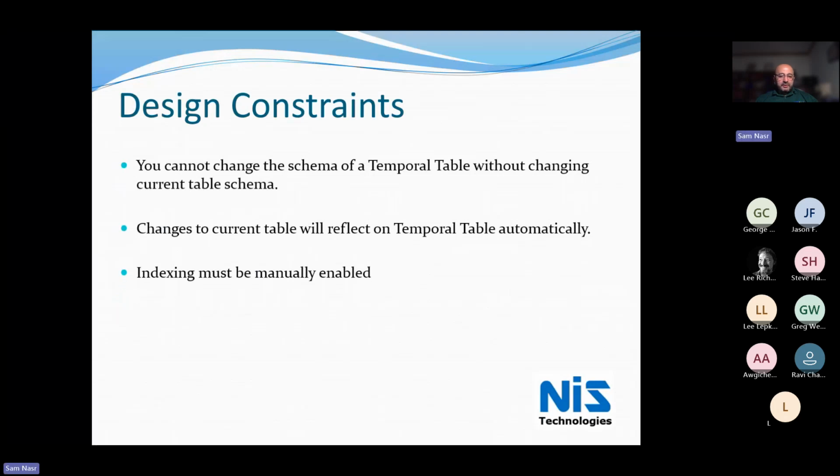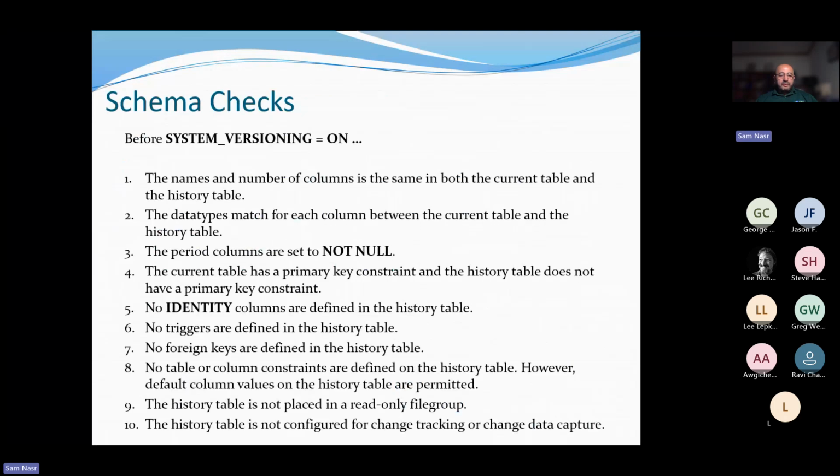Indexing must be manually enabled, as we had seen as well. And whenever we turn system versioning on and we specify the data consistency check, I'm not going to go through all 10, but essentially this is the list of items that it goes through in order to ensure that there is data integrity before resuming the versioning process.